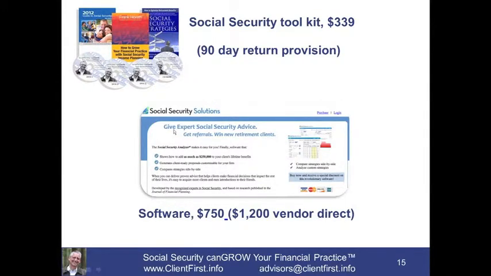The Social Security Solution, Social Security Analyzer software is $750 for an annual subscription via the Social Security Solutions web portal. That's $1,200 direct from the vendor, Social Security Solutions, so a $450 annual discount for the software.